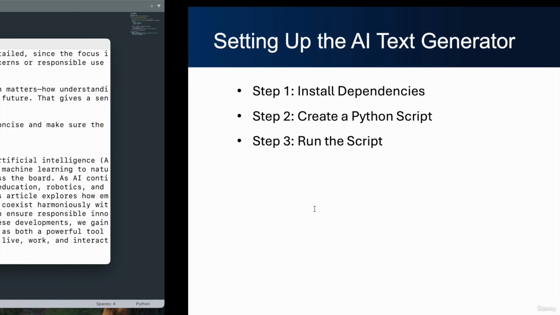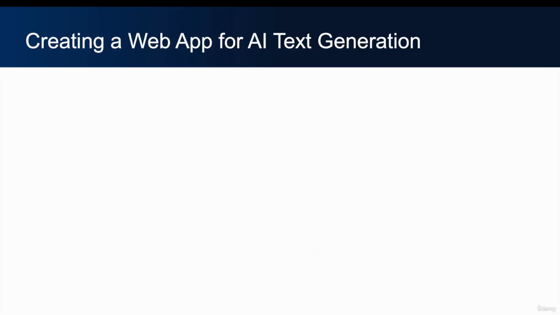Perfect. So that brings us to our next topic, which is creating a web app for AI text generation. We created something like this for summarization in the first project. Now let's build a Gradio web interface to make text generation interactive. Now how do I do that? Again, using the same Gradio interface.